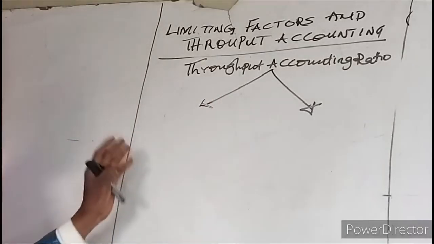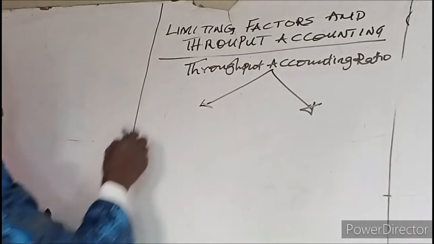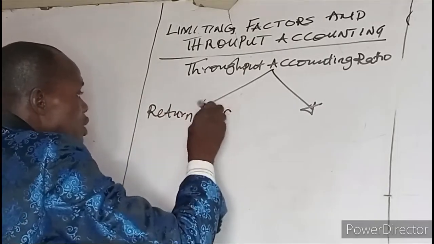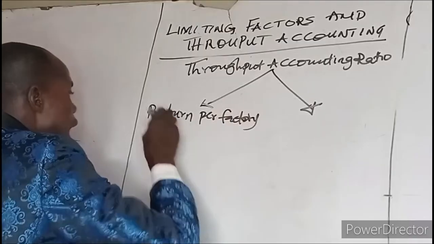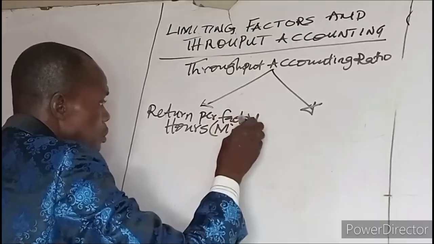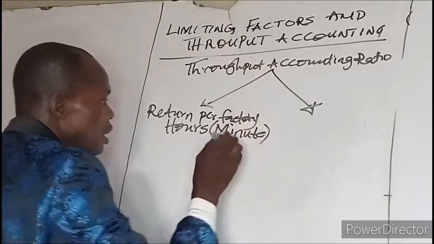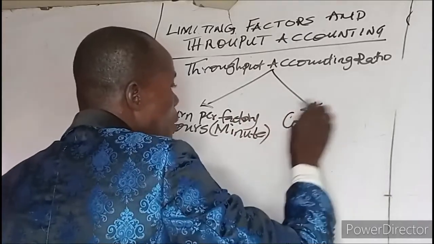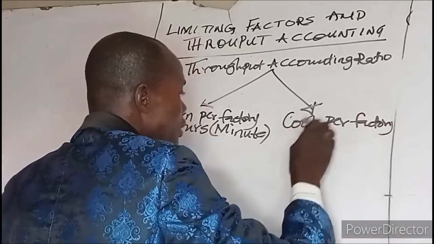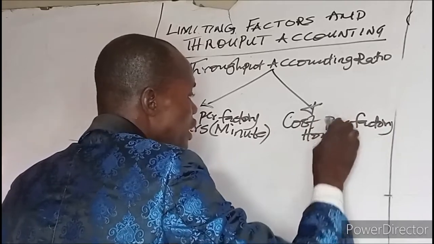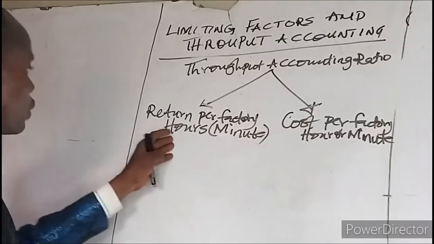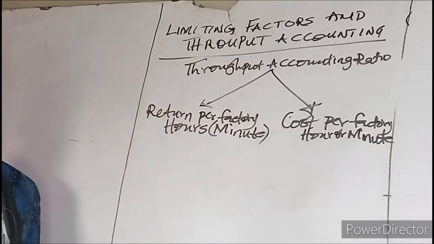You need 2 variables to compute throughput accounting ratios. Number 1 is return per factory hours, or factory minutes, and number 2 is cost per factory hours or minute. These are the two variables you need to compute throughput accounting ratio.